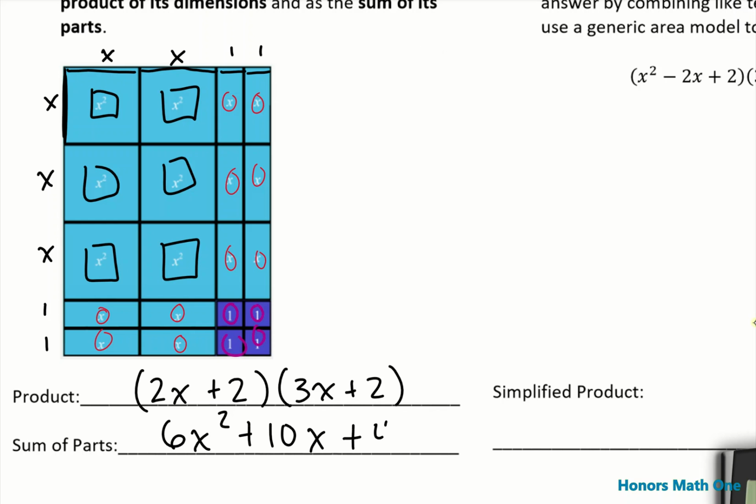So these are the two ways that we can write the area, right? Length times width equals the sum of the parts. And they are equal to each other, right?